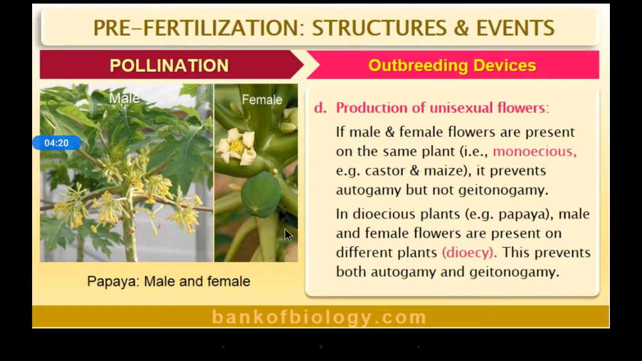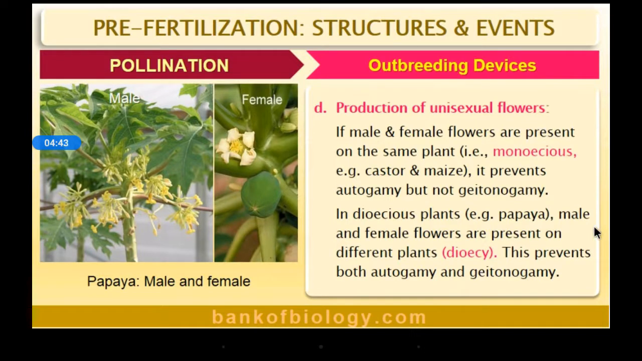Yes, autogamy means what? The transfer of pollen grains from anther to the stigma of the same flower. Anyway, this is not going to happen in this case. And geitonogamy, transfer of pollen grains from anther to the stigma of a different flower of the same plant. So that also will not happen here. So this is the production of unisexual flowers.